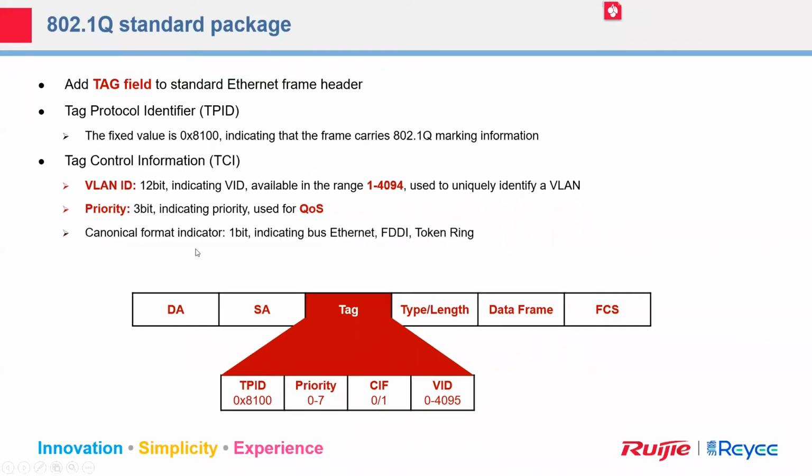And the last one is CFI, only 1 bit long, which indicates a different type of Ethernet or FDDI or token ring. So about this part, we have to focus on the VLAN ID. About the length, maybe I should say why you can only create VLAN 200, you cannot create 20,000, something like this. So this is a limitation.